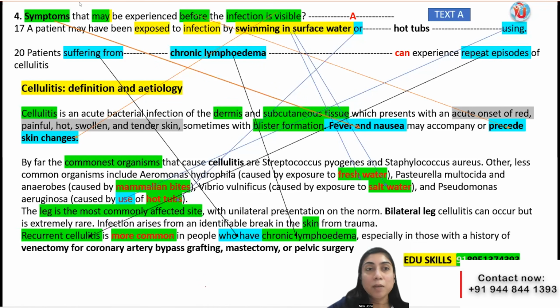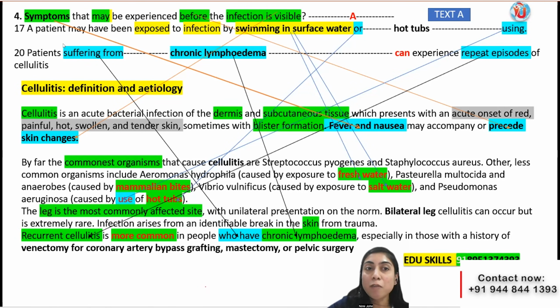Thank you. You're welcome. So next, the 20th question from the text A. Anybody have a doubt about this one? Question number 20. All got the answer? I did not get. You didn't get. So the 21st: patient suffering from dash can experience repeated episodes of cellulitis. So here the patient is suffering from something; can is the modal verb, and repeated episode.